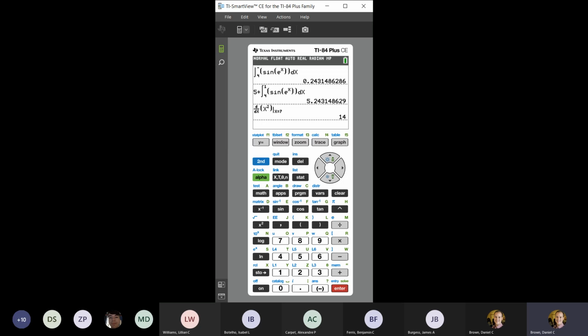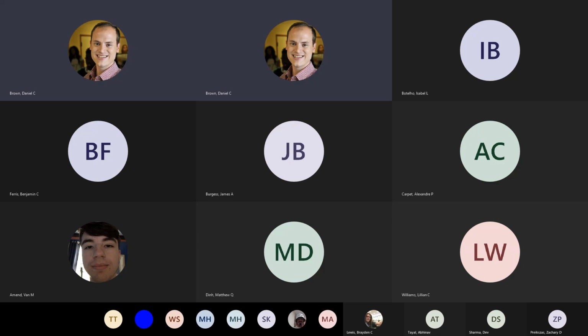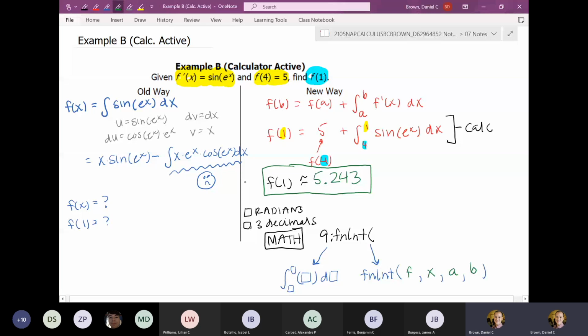So then going back to my notes, I have my final answer that I wrote down while I had the screen switched out. F of 1 is approximately 5.243. And where we're headed with this is that eventually f and f prime are going to represent some sort of function modeling some scenario, and we're going to have to do integrals and derivatives to answer the question.